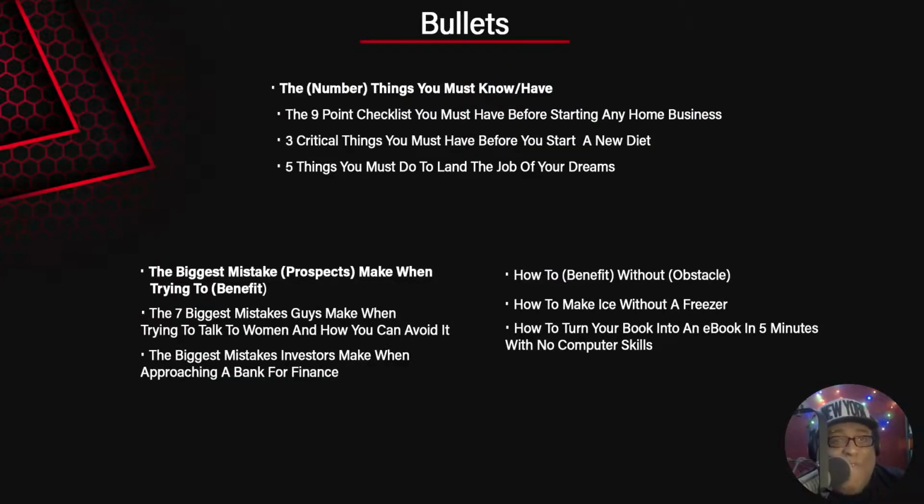Bullet points. Bullet points are called fascinations. A lot of people get confused because you see bullets on products that list a lot of features, but bullet points are benefits that don't say what the benefit is, right? So they are fascinations. In other words, the biggest mistake fishermen make when trying to fly fish. What is that mistake? That's curious, right? The 7 biggest mistakes guys make when trying to talk to women and how you can avoid them. That's mysterious. What are these 7 mistakes? Am I making these mistakes, right?